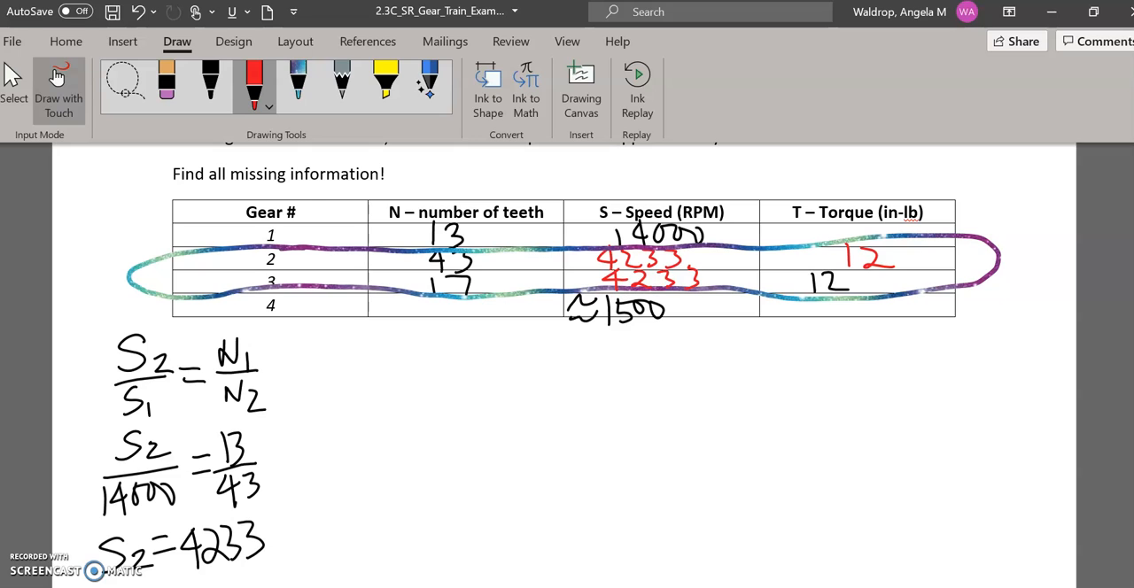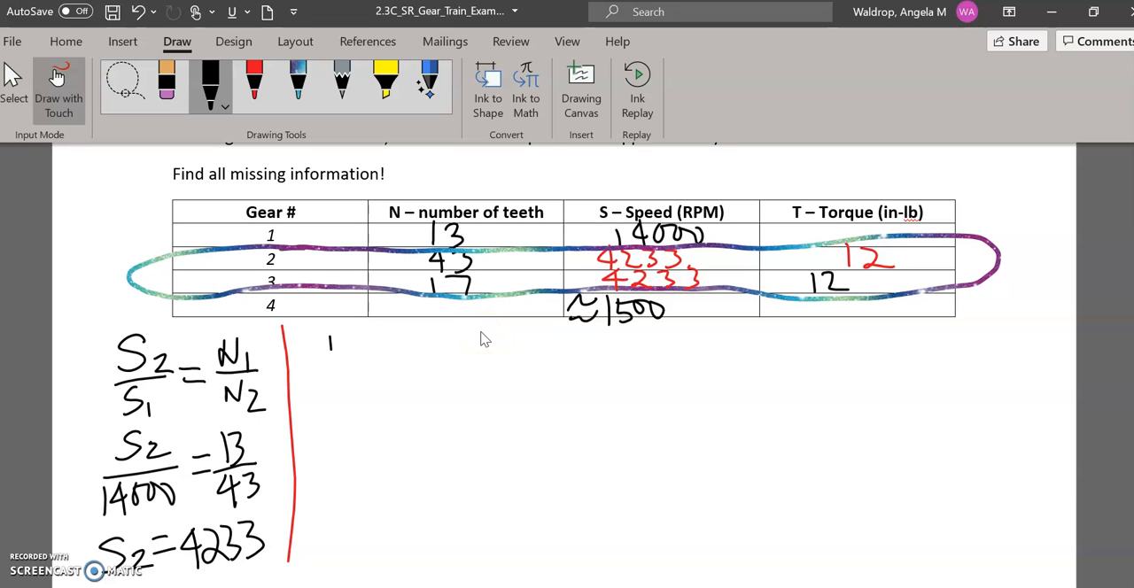Okay? So I've got some of the information filled out. Because they're on the same shaft, they have to be spinning together as a unit. Okay? So I'm going to go ahead and draw a line here, and the next set of calculations that I'm going to do, I'm just going to go down my first column.